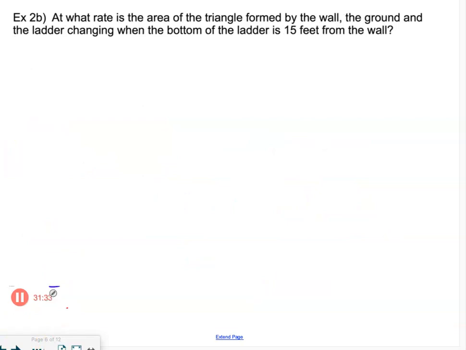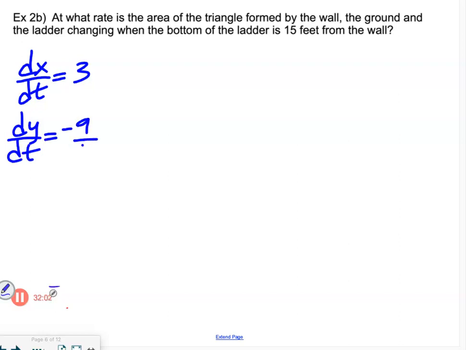At what rate is the area of the triangle formed by the wall, the ground, and the ladder changing when the bottom of the ladder is 15 feet from the wall? Now this is just a continuation. I'm only putting it on a new screen for space. It's the same problem continued. So we still know our dx/dt is 3. We now know dy/dt is -9/4. We still have x equals 15. There's our picture: x, y, 25.